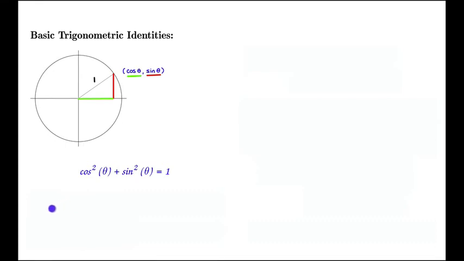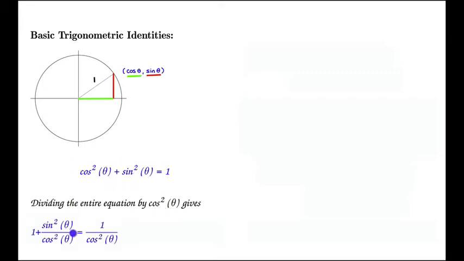And we can automatically come up with a related identity by dividing every term here by cosine squared. So if we divide an entire equation by cosine squared, we will get 1 for the first term, sine squared over cosine squared for our second term, and 1 over cosine squared on the right-hand side. Now, typically this identity, or manipulation of our original identity, is written in terms of our other trig functions, solving for 1 over cosine squared, which is identical to secant squared. So we typically write this as secant squared is equal to 1 plus tangent squared.